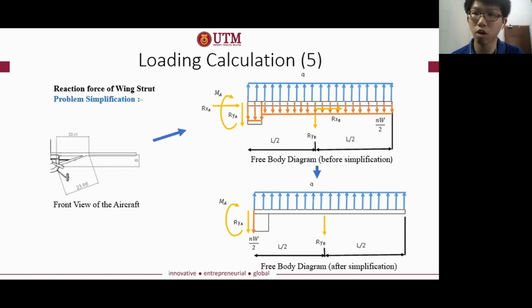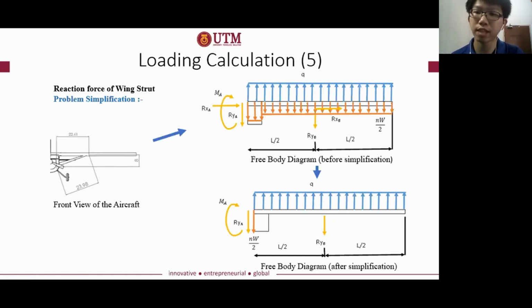During the initial stage of design, since the wing weight is smaller as compared to other components of the aircraft, the weight of the aircraft can be assumed to be concentrated at point A. And that's how I get the applied load, which is indicated with the orange line shown in the free body diagram after simplification. That is the total concentrated weight of the whole aircraft. So now, after neglecting Rxa, Rxb, and also concentrating all the applied load at the center, the problem is a statically indeterminate structure. So how do we solve this?